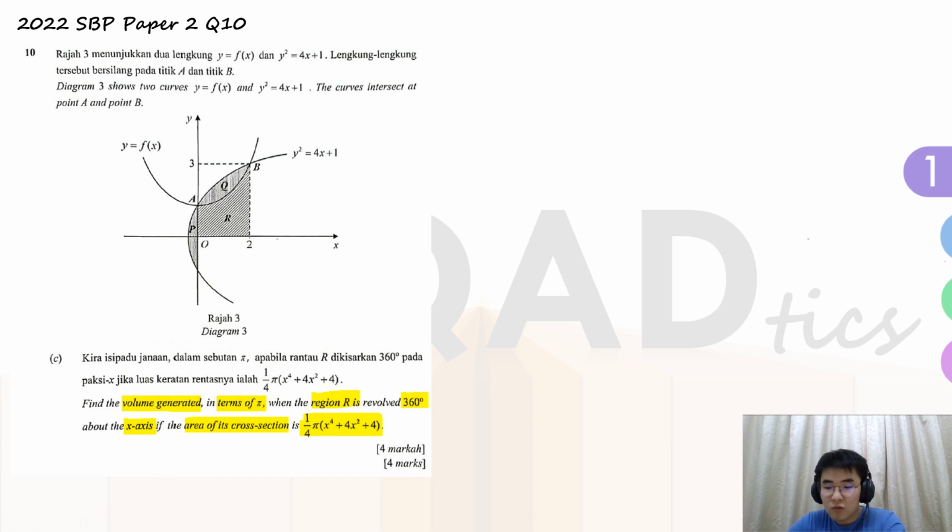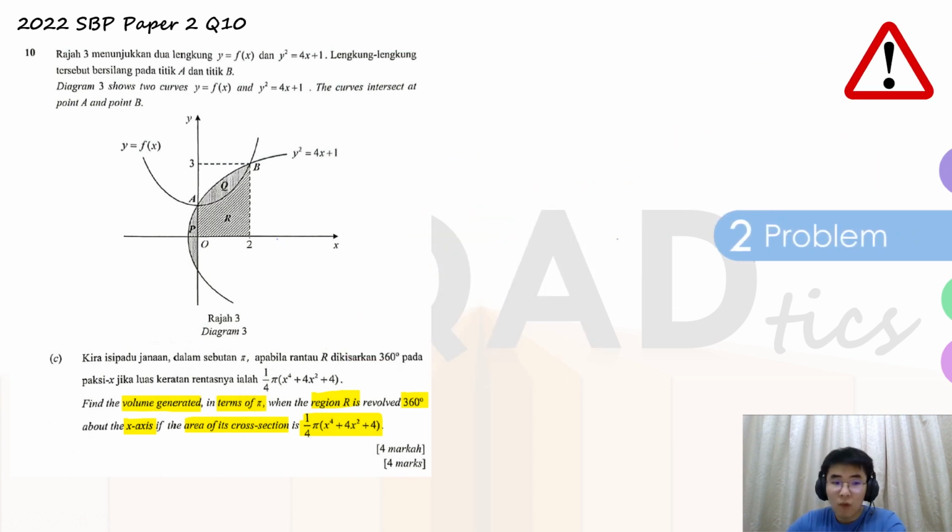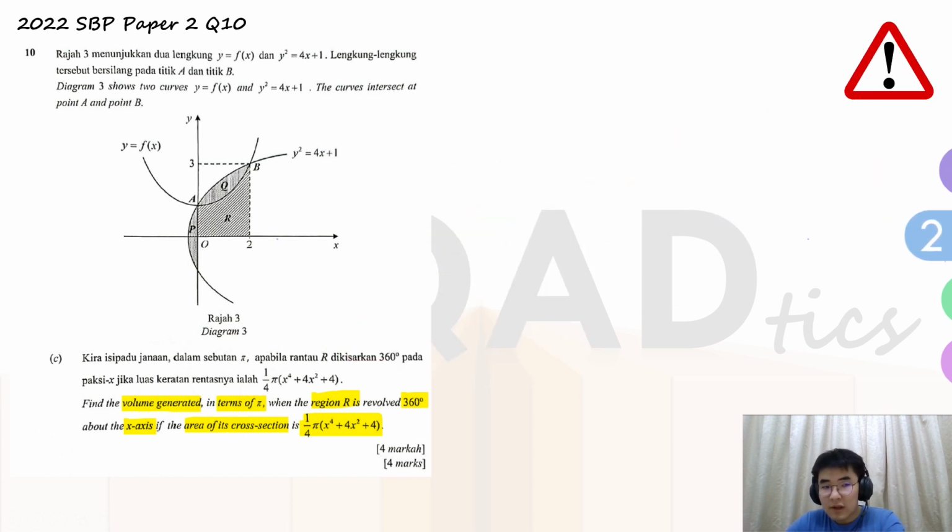So here there are two problems. One, if we want to find volume generated, we need to have an equation. But here our equation is unknown, which is f of x. And the second problem is, they've given us this area of cross section, but we don't know how to use it to find the volume generated. So before we solve this question, let us understand the formula that we always use to find volume generated.